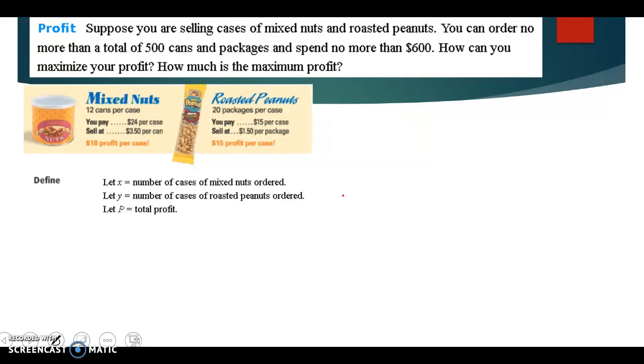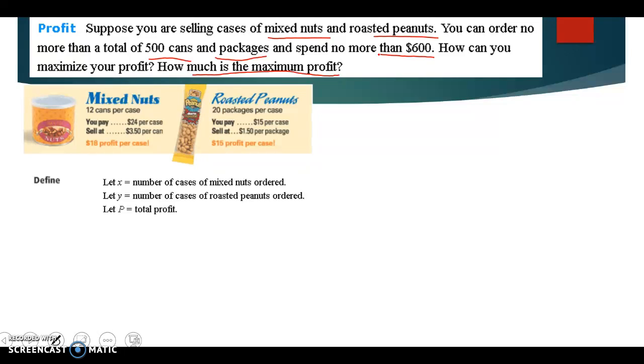So here, what we're trying to do is come up with a maximum profit, and we're going to be selling mixed nuts and roasted peanuts. And you can order no more than 500 cans and packages. And we don't want to spend more than $600, but we want to come up with our maximum profit. Maybe we're doing a fundraiser and we're selling mixed nuts and roasted peanuts in our fundraiser.